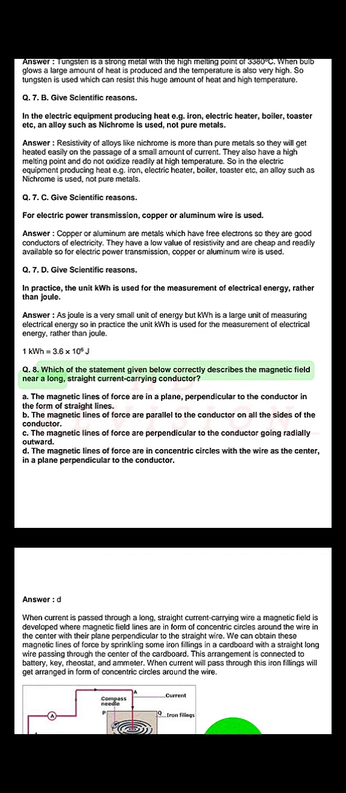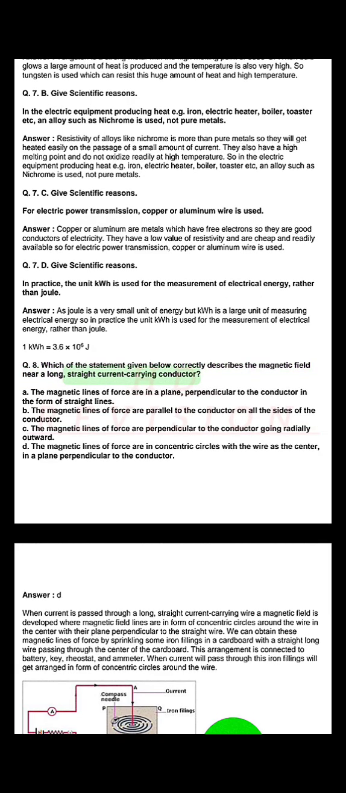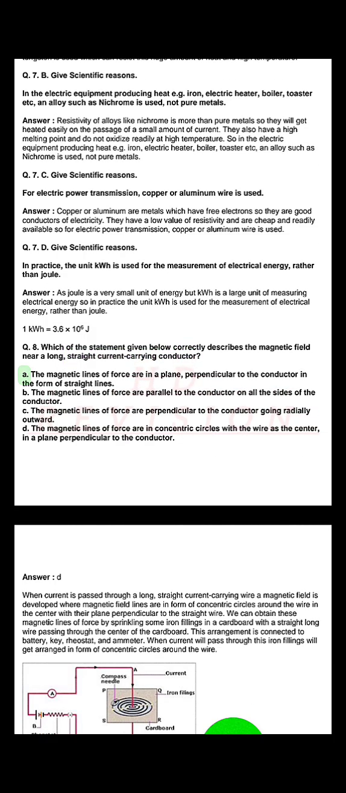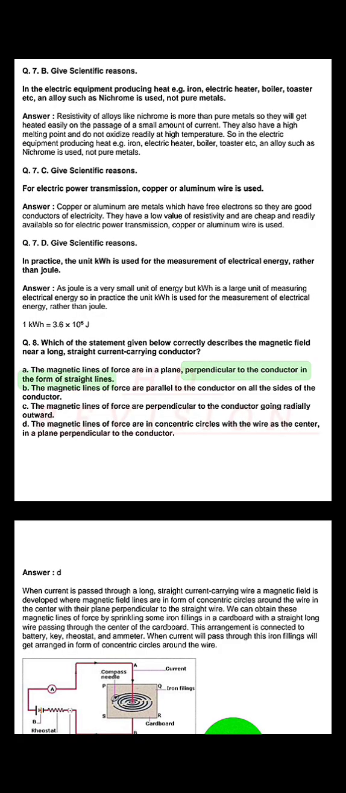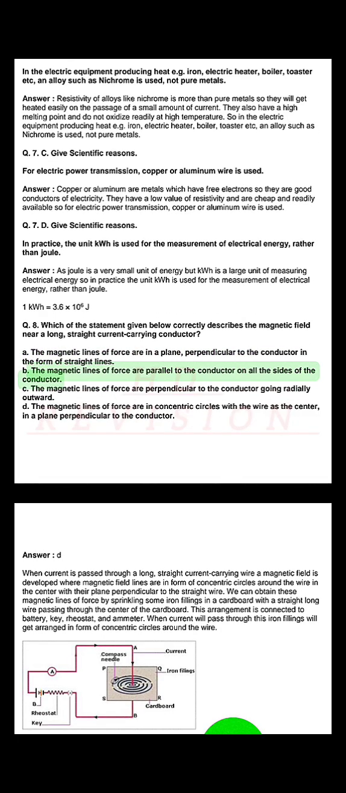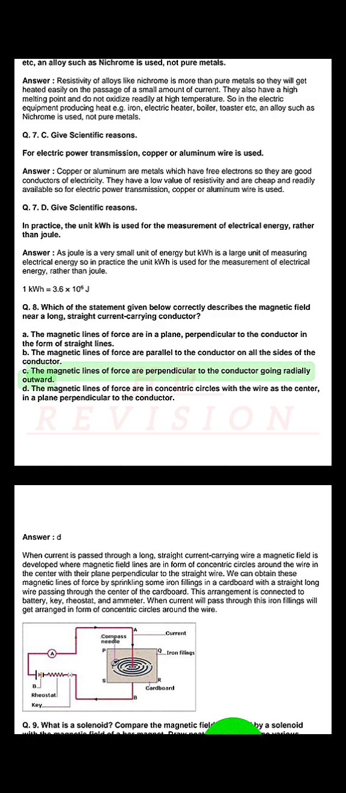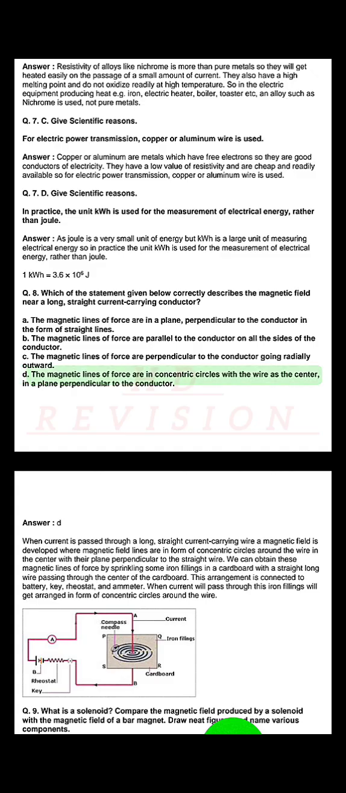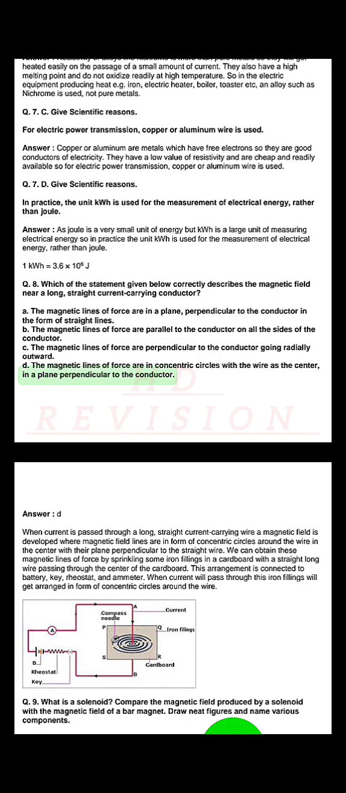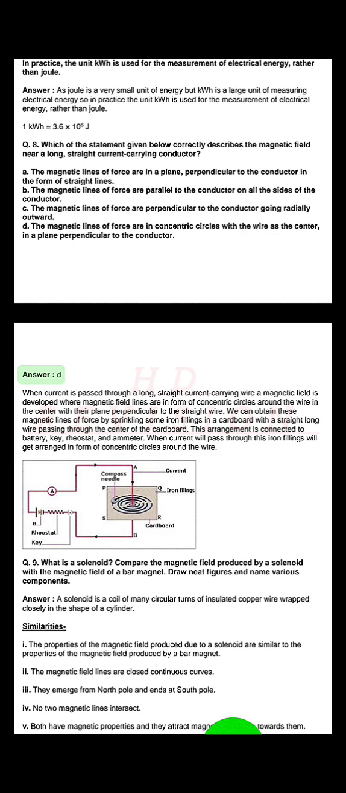Q. 8. Which of the statements given below correctly describes the magnetic field near a long, straight current carrying conductor? A. The magnetic lines of force are in a plane, perpendicular to the conductor in the form of straight lines. B. The magnetic lines of force are parallel to the conductor on all the sides of the conductor. C. The magnetic lines of force are perpendicular to the conductor going radially outward. D. The magnetic lines of force are in concentric circles with the wire as the center, in a plane perpendicular to the conductor. Answer. D.